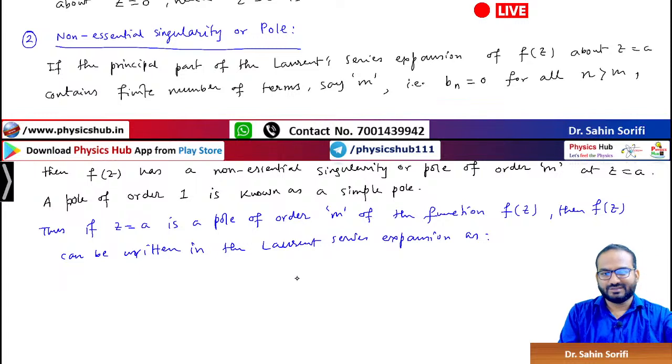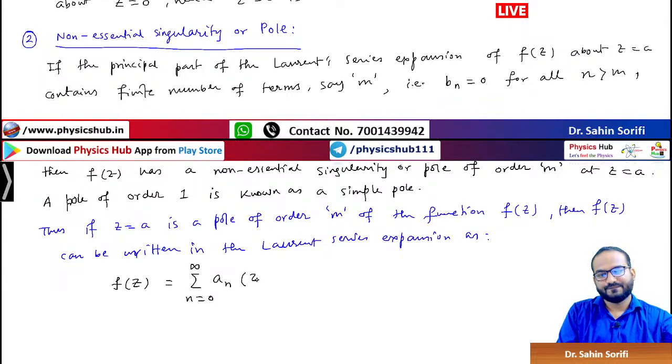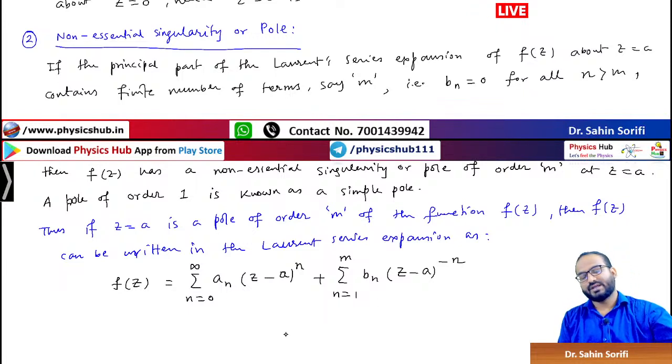the theory is getting too much, but I think that is necessary. f of z equals, you see, the first part will remain as it is, n equals 0 to infinity a_n (z minus z0) or (z minus a) to the power n, plus n equals 1 to infinity. We will not take infinity because it is a pole of order m. So up to m number of terms it will survive. So we can write b_n (z minus a) to the power minus n, you can write, taking to the numerator.